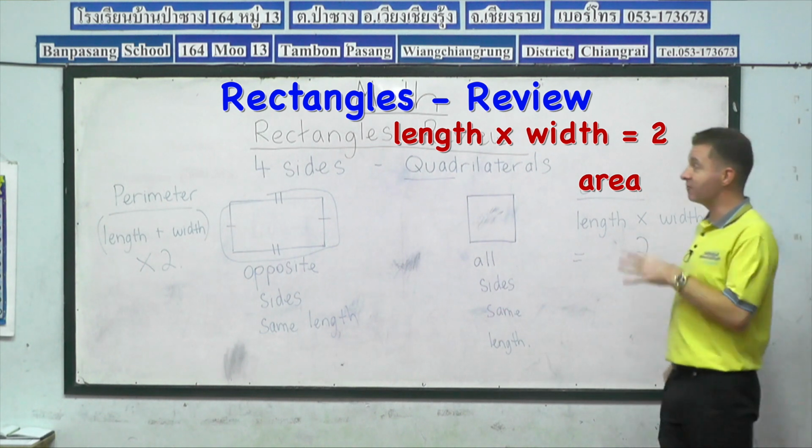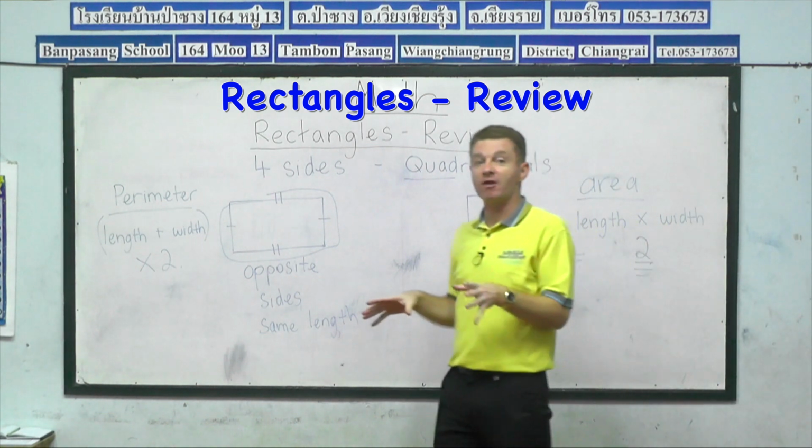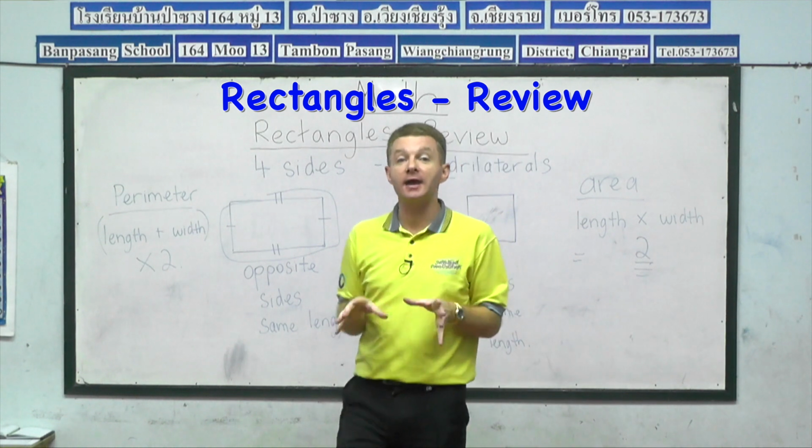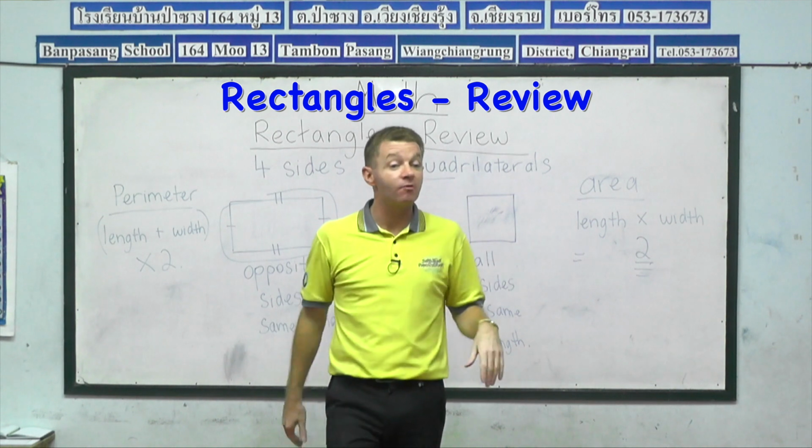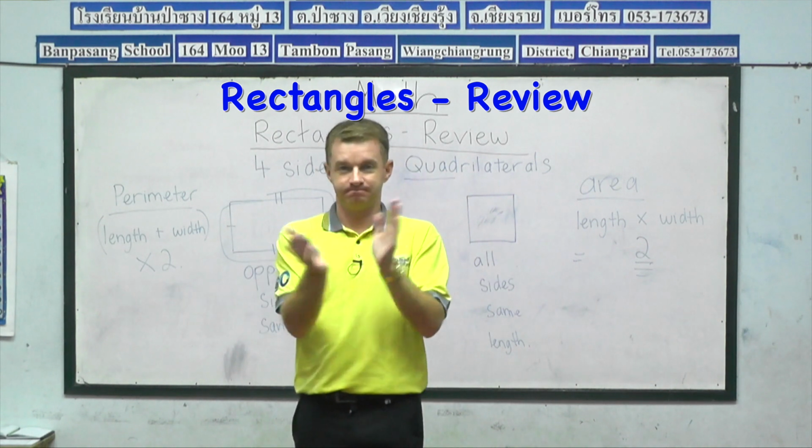So that was a brief recap of the different types of rectangles and how we can work out the perimeter and the area. So well done, guys. That was brilliant. Very well remembered.